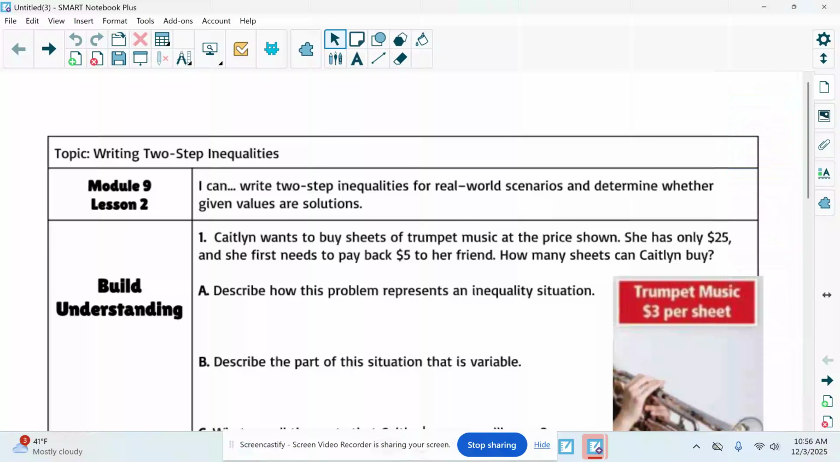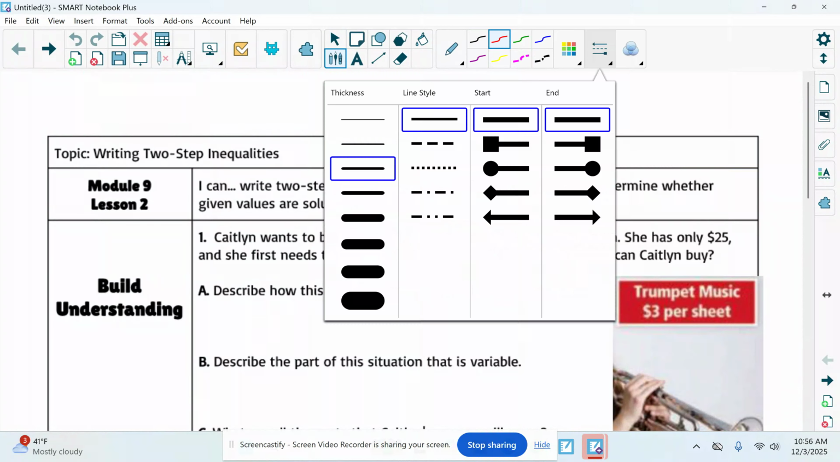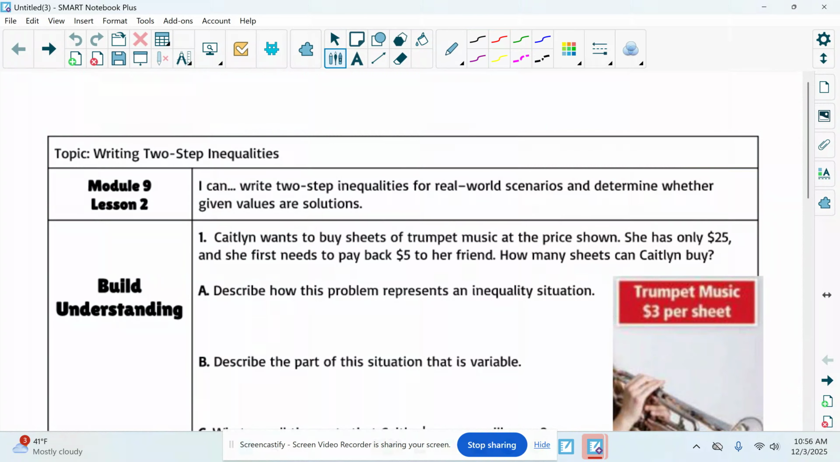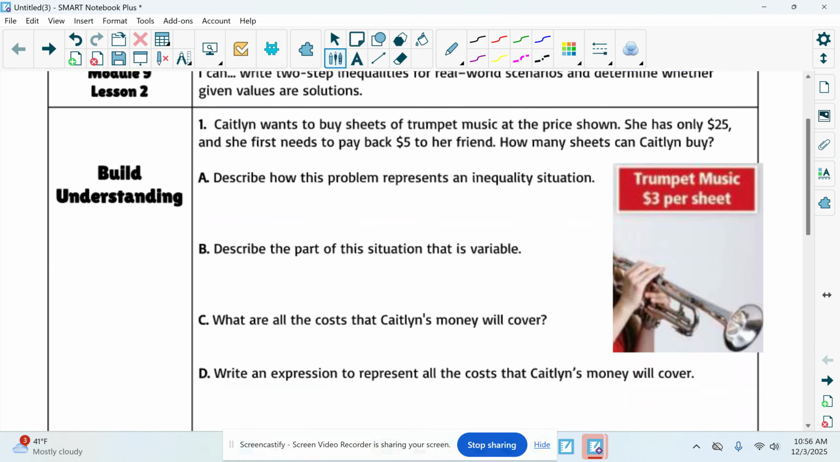Alright, so let's look at lesson 2. We are talking about writing two-step equations. Our goal is to be able to write two-step equations looking at keywords. So, number 1. Anybody want to read it?